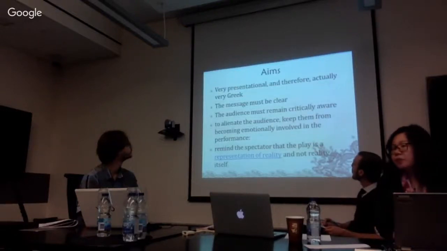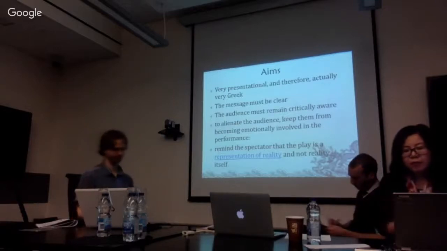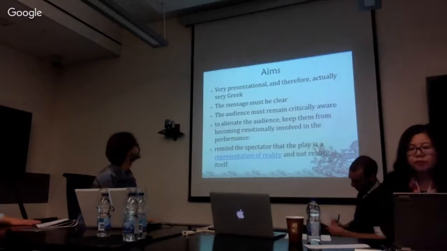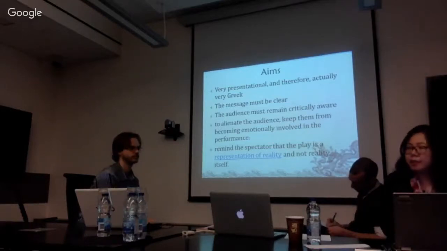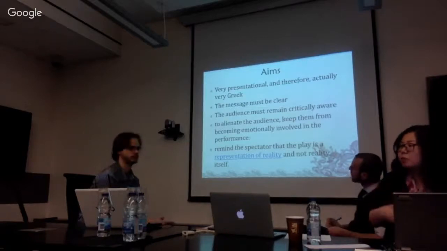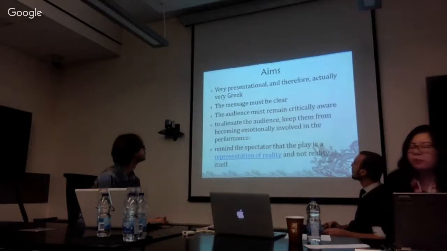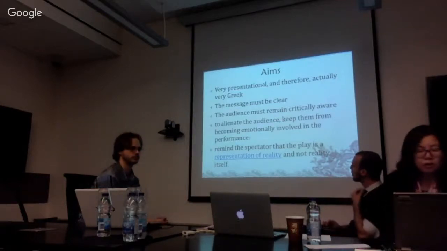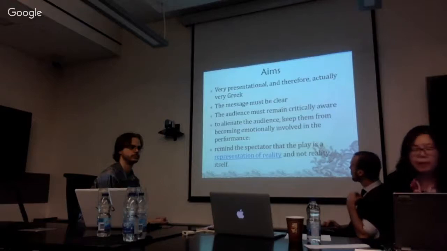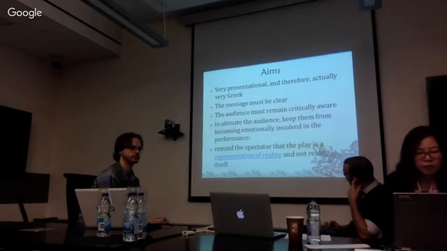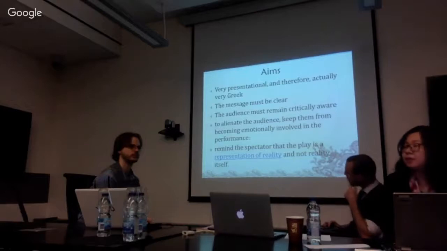So for the application of the distancing effect in directing and writing plays, Brecht intended to achieve the following aims. Firstly, he intended his modern plays to be presentational and therefore very close to Greek drama. Secondly, the message must be clear, and Brecht didn't want his audience to be emotionally involved. In his opinion, the audience must remain critically aware, in order to alienate the audience and keep them from becoming emotionally involved in the performance. In this way, the use of the distancing effect in drama is to remind the spectator that the play is a representation of reality and not reality itself.